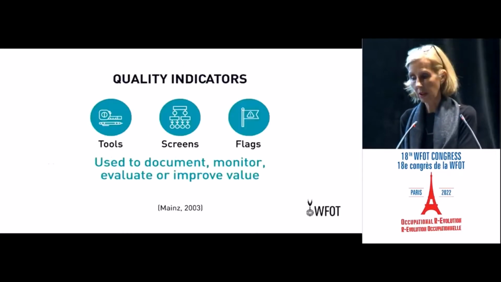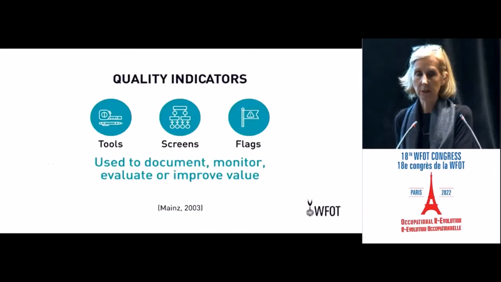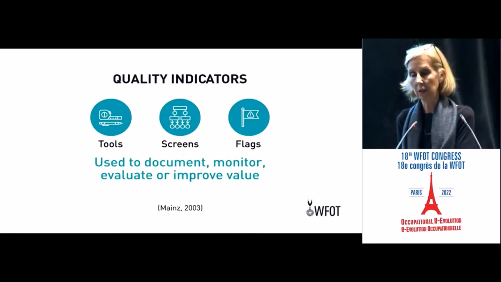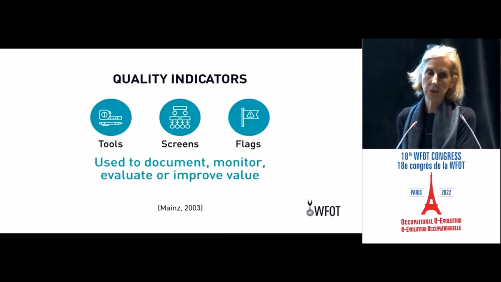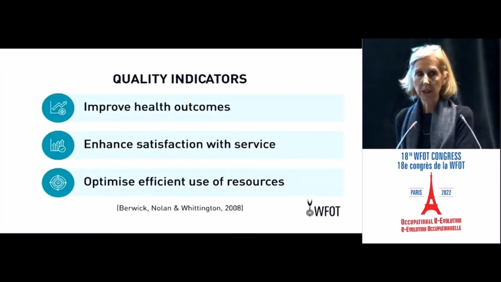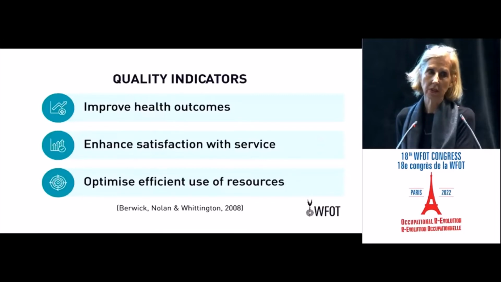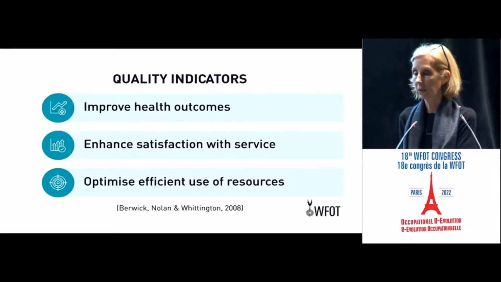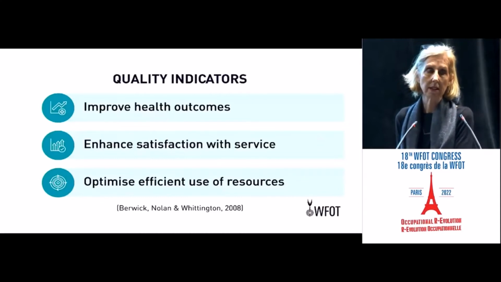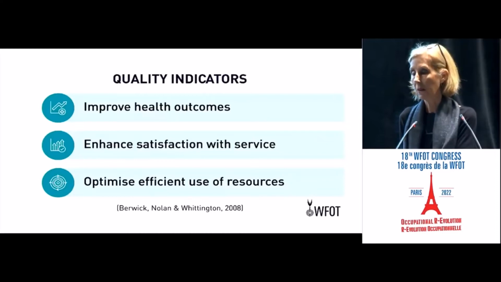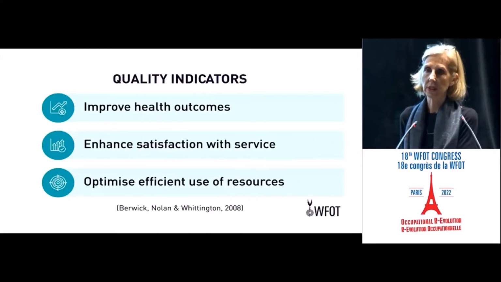Quality indicators are tools, screens, and flags that are really used to document, monitor, evaluate, and improve occupational therapy. And occupational therapists use indicators for a number of different reasons. First, of course, to improve health outcomes, to enhance satisfaction with the services we provide, and to optimize the efficient use of services.